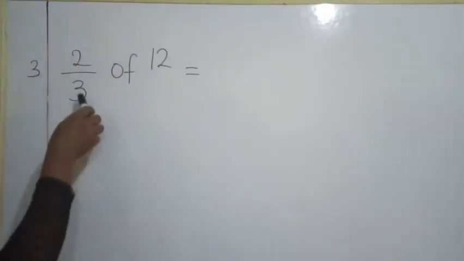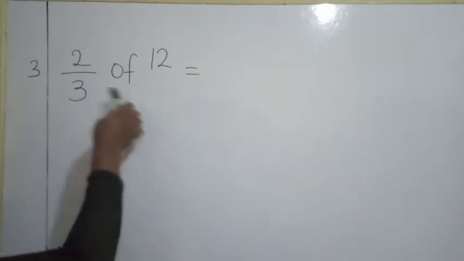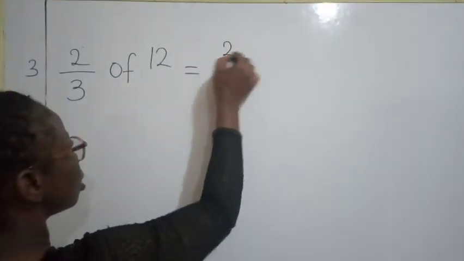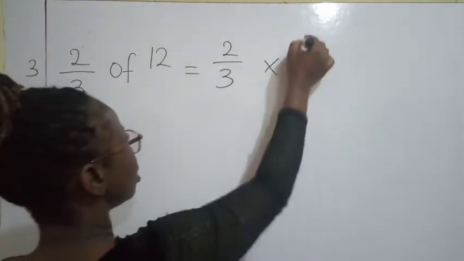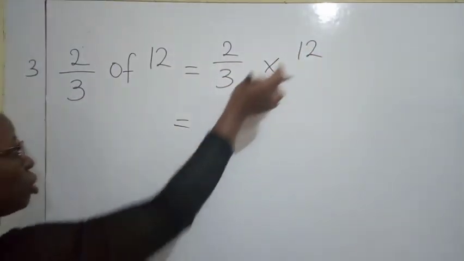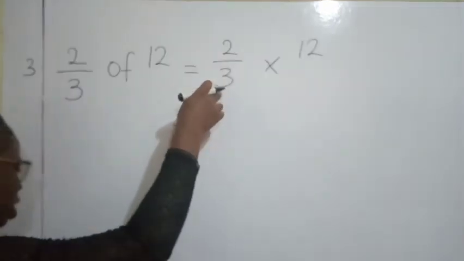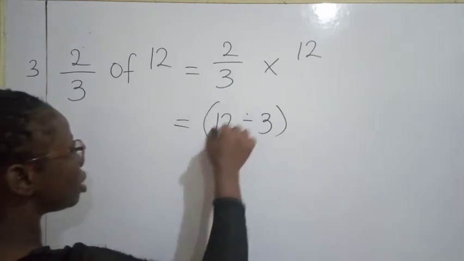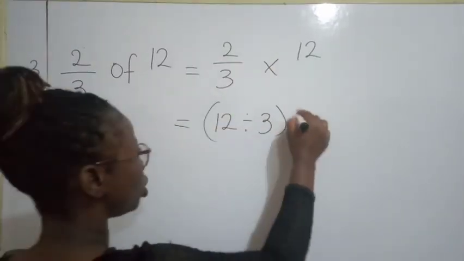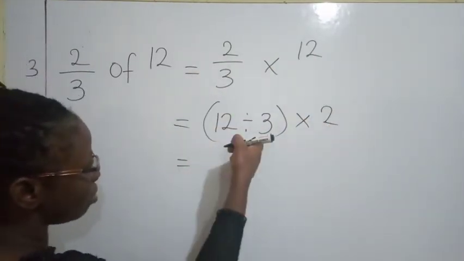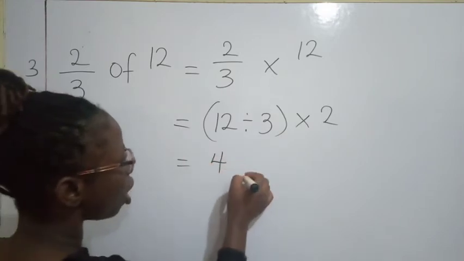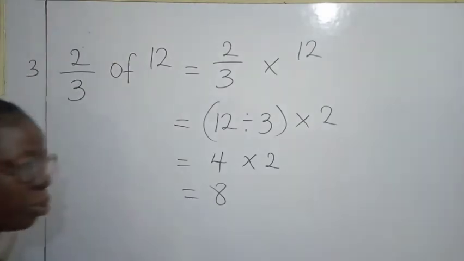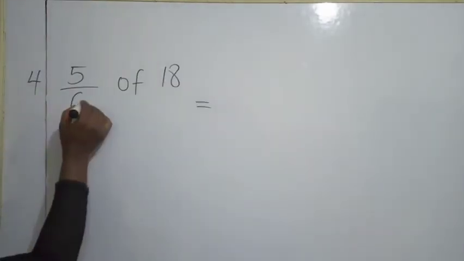Example, 2 all over 3 of 12. 2/3 of 12. So I will change it. Okay, times 12. Then I'll move ahead to divide the whole number with the denominator. That's 12 divided by 3. Then I'll multiply it by the numerator, which is 2. So when you count 12 and divide it by 3, you get 4. 4 times this 2, and that gives what? 8. Very simple.